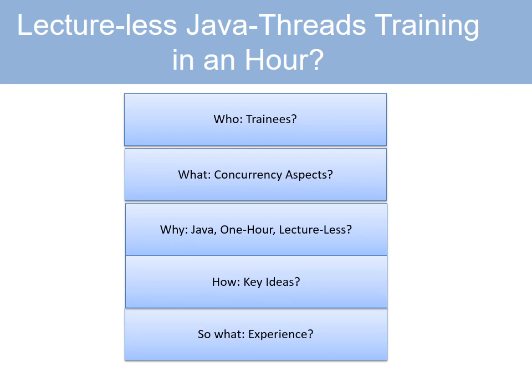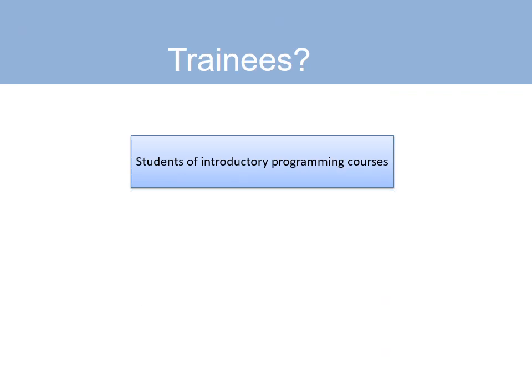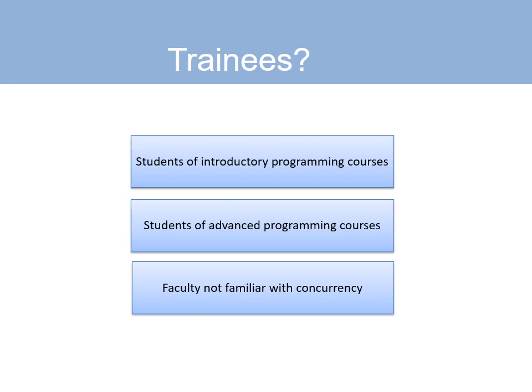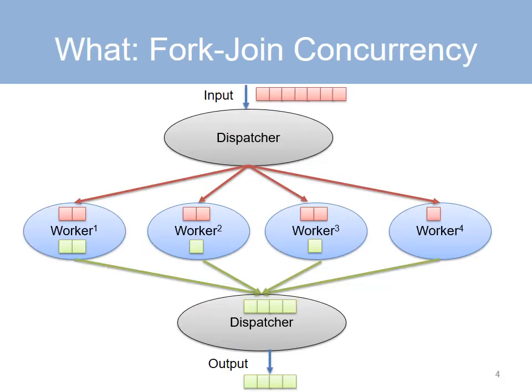It's about a particular way of training. And if you're going to do training, you have to answer questions about who, what, why, how, and so what. So I'll address these questions in this order. So who? Typically, we think of students of introductory programming courses in this workshop. But I'm also thinking of advanced students who don't know threads, a lot of them who don't. And I'm also thinking of faculty who need to be trained in concurrency. And what? Fork join concurrency.